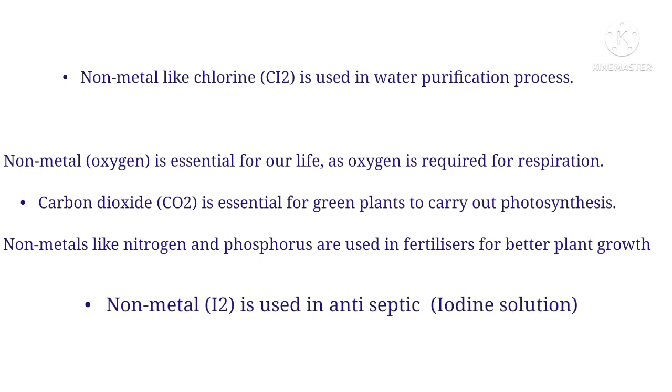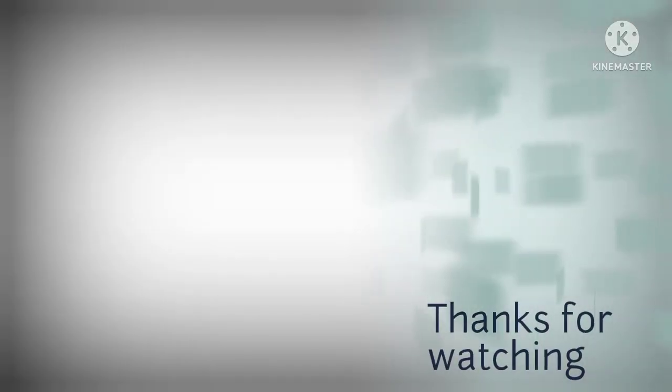And nitrogen and phosphorus are used in fertilizers which increase the fertility of soil. So nitrogen and phosphorus both are non-metals which are used in fertilizers. Next, iodine. Iodine is also a non-metal which is used in antiseptics. These are the uses of metals and non-metals. This is all about the metals and non-metals chapter.